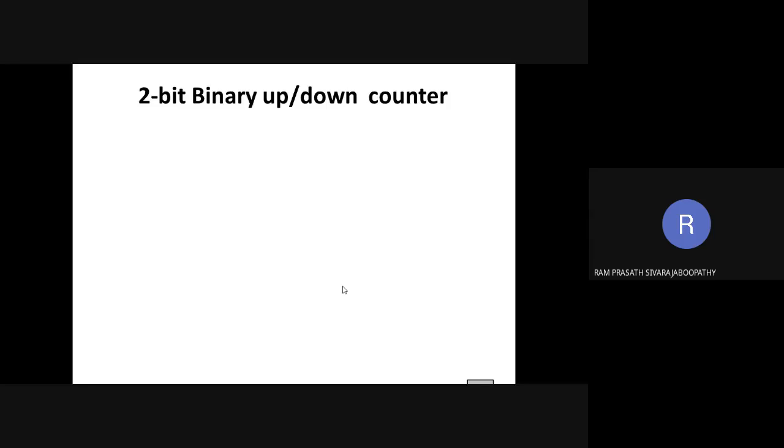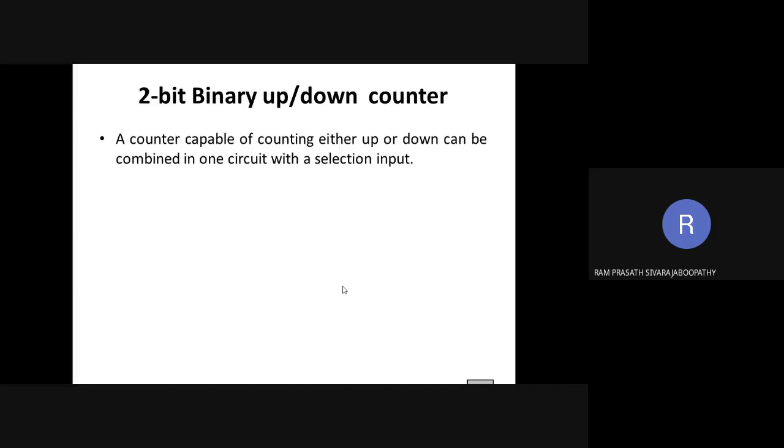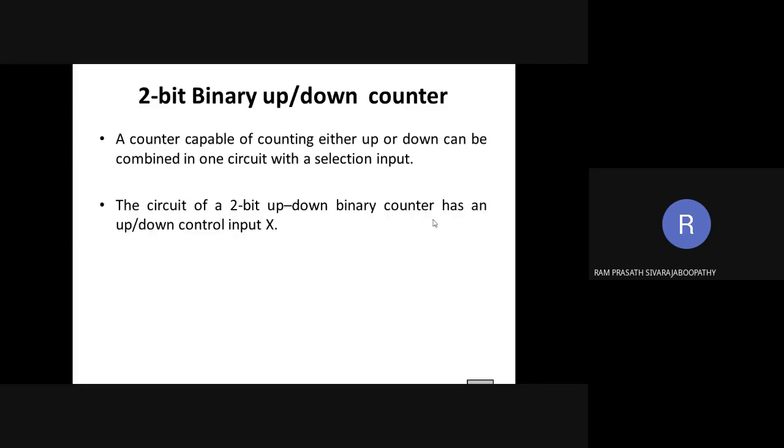So 2-bit binary up-down counter. So both can be done in a same circuit. So for this, what we are going to do is, we are going to have a control input. Or control input na introduce panna porom. Okay, let me discuss. A counter capable of counting either up or down can be combined in one circuit with a selection input. So the circuit of a 2-bit up-down counter has a control input X. X nu or input நம்ம introduce பண்ணுவோம். ஓகேவா?